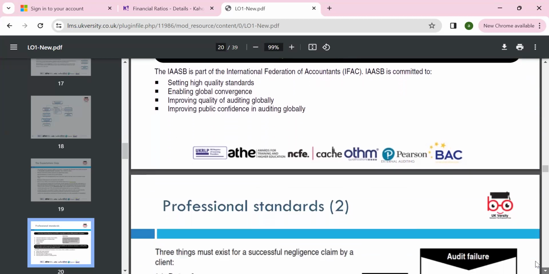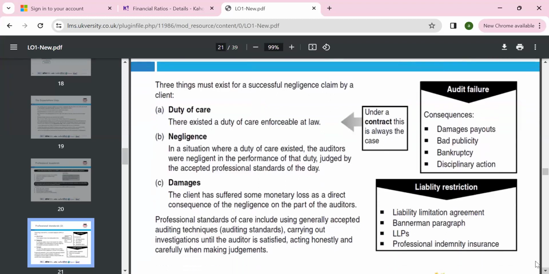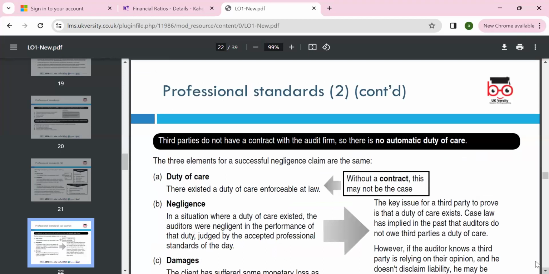So, you have heard about creative accounting. Yes, and it's a professional duty of care of an auditor, and there is negligence if the duty of care existed. Auditor negligence can lead to damages to the public, as happened in the case of Carillion and in the case of Enron. So we need to make sure the evidence is clear, authentic, and reliable, and all the material information is there. Failure, consequences, damage payouts, bad publicity, bankruptcy, liabilities restriction, liability limitation agreements, and then an LLP, and professional indemnity insurance can be taken to tackle these problems.